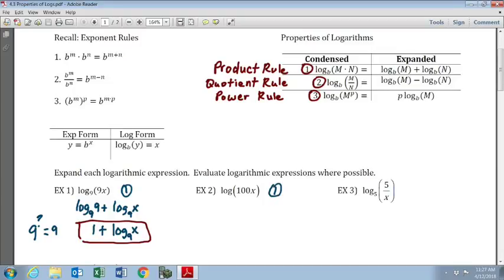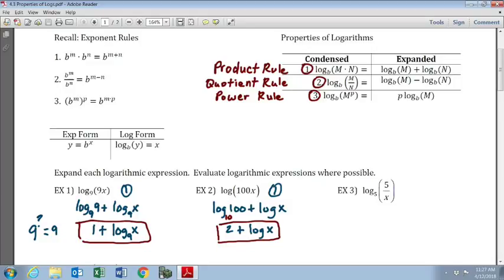Again, we're going to use the first property because we have the log of a product. So we can break that into a sum of logs, the log of 100 plus the log of x. Notice our base here is 10. Since it's not written, it's understood. These are what we call common logs. The question for the log of 100 is, what exponent do you put on a base of 10 to get 100? That would be 2. So we're going to get 2 plus log of x.